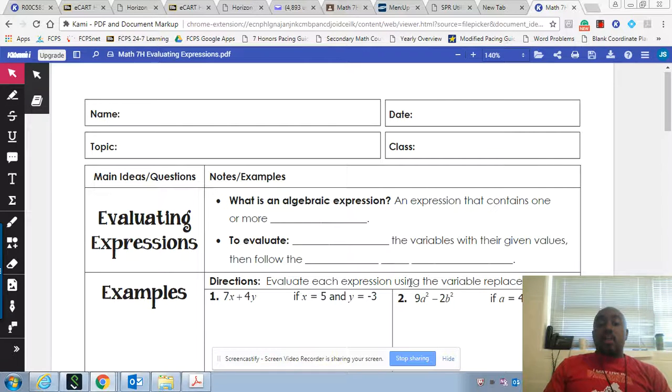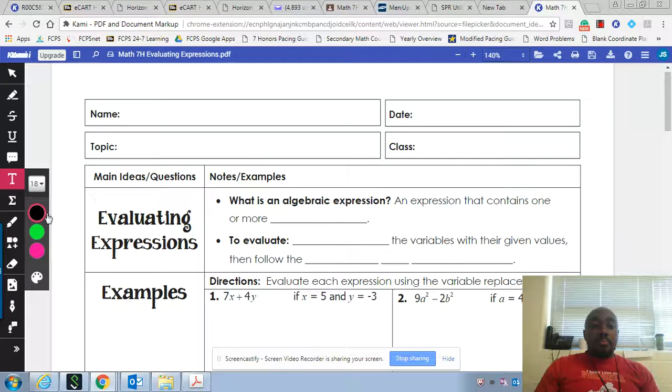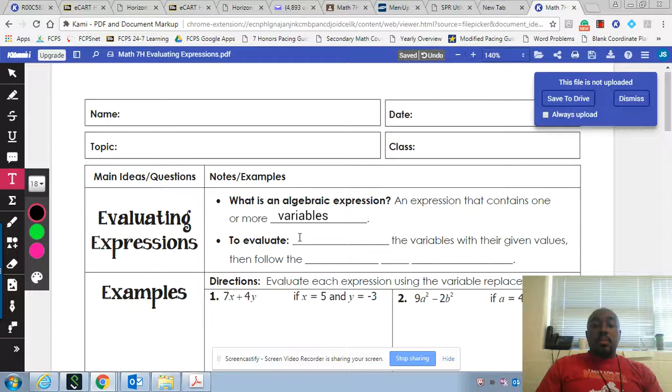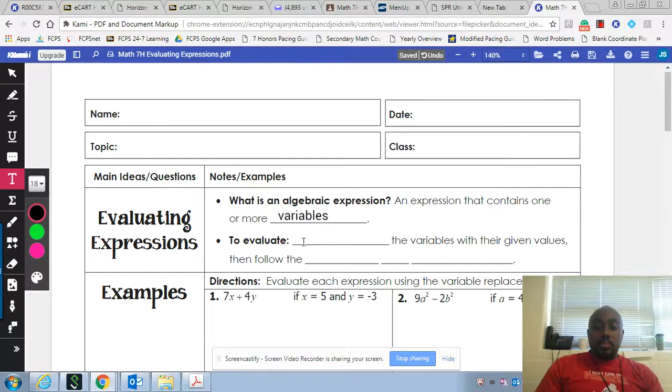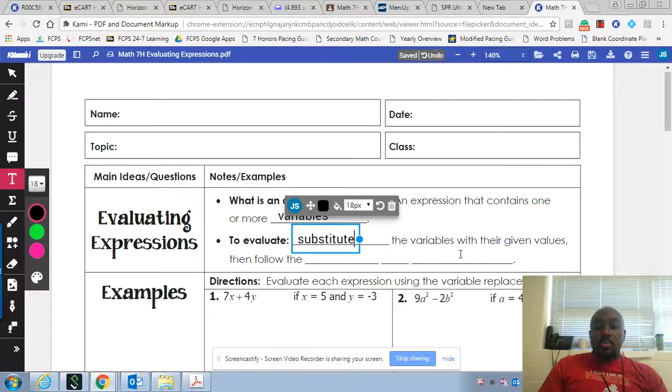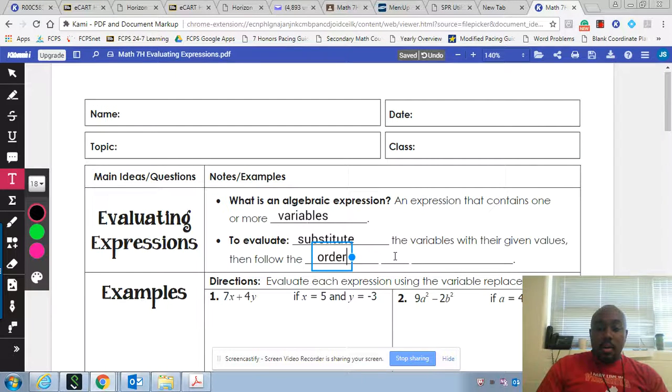So, evaluating expressions. What is an algebraic expression first? An algebraic expression is an expression that contains one or more variables. Okay? So to evaluate, all we need to do is substitute the variables with their given values, then follow the order of operations.